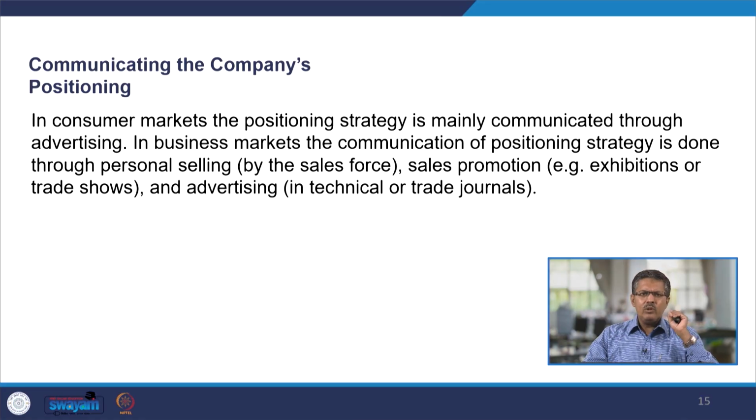Now, the third part is communicating the company's positioning. In consumer markets, the positioning strategy is mainly communicated through advertising. But here we know that in the B2B market, advertisement is not taken as the most vital or most important form of communication. In business markets, the communication of positioning is done through personal selling by the sales force, and sales promotion, let us say through trade shows, exhibitions and all. Advertisement comes in only in technical or trade journals, which is read by people who are genuinely interested.